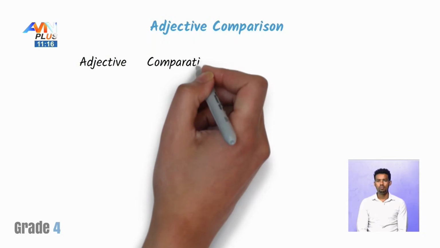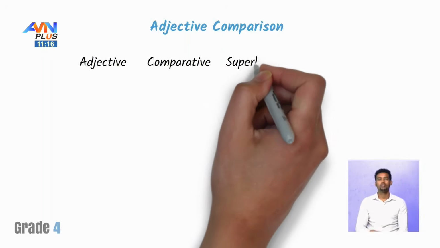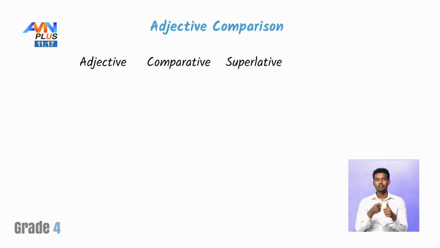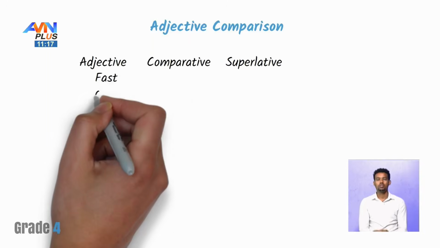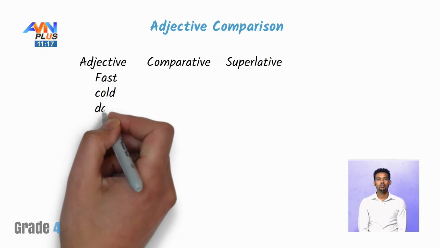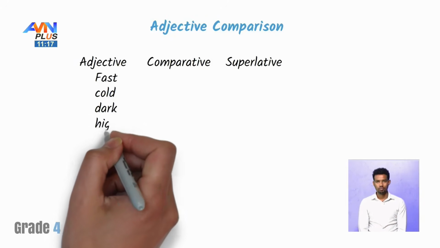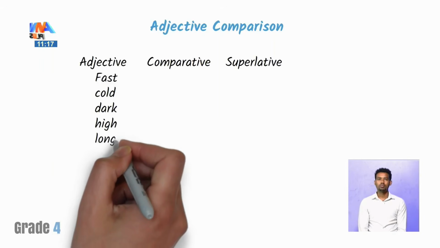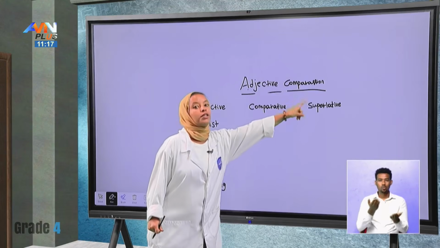Here is comparative. Here is superlative. So here, let us write first the adjectives: fast, cold, dark, high, long. Here are some adjectives for the students. Let us change them into their comparative form and superlative form.